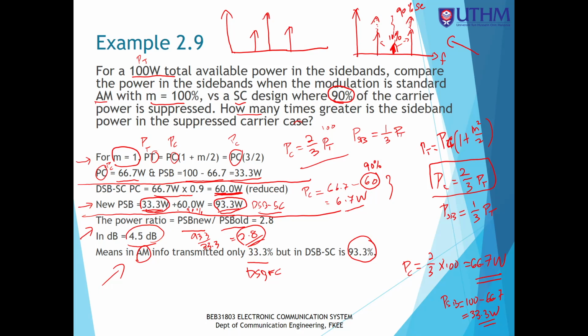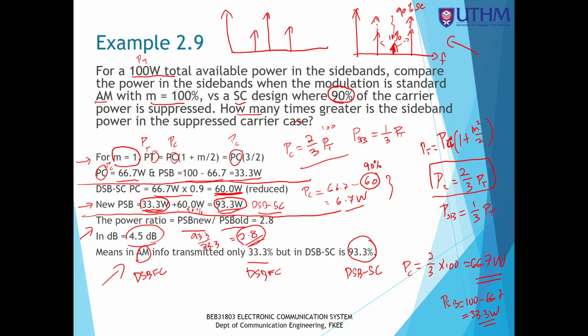Okay, so therefore, in conclusion, this means that double sideband full carrier only transmits information with 33.3% of the total power. In double sideband full carrier, only 33.3% of the total power belongs to the sideband, whereas for the double sideband suppressed carrier, 93.3% of the total power belongs to the sideband.